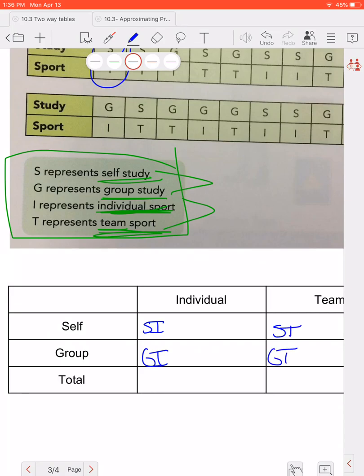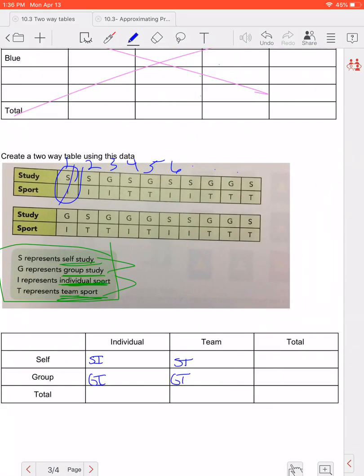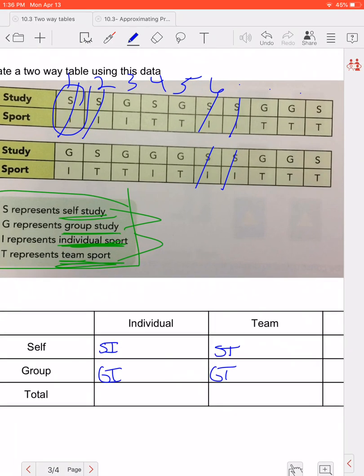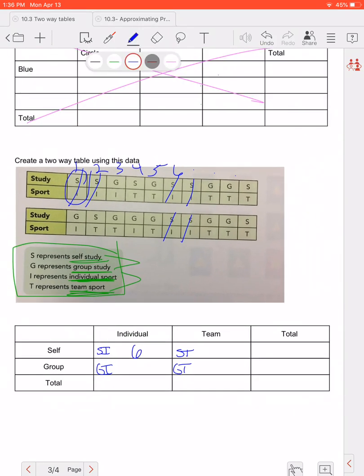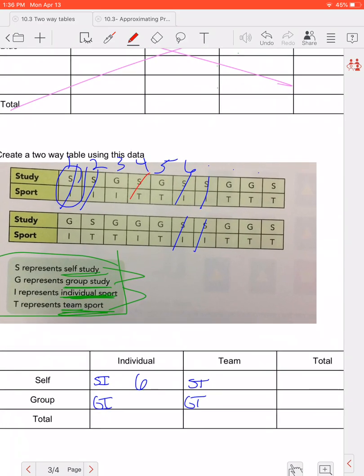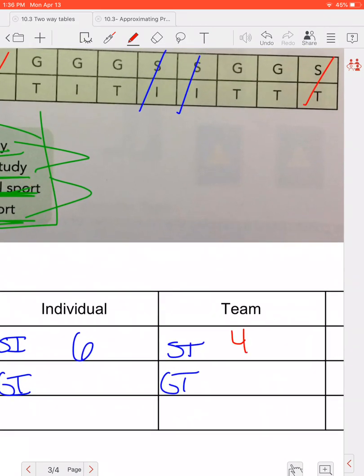Okay, so I'm going to try and count how many SIs I have to start with. So I have 1, 2, 3, 4, 5, 6, and I'm going to double check, make sure I didn't miss any. So we have 6 people who study by themselves and play an individual sport. I'm going to change colors here. Now let's look for our STs. So we have 1, 2, 3, 4 people who study by themselves and play a team sport.